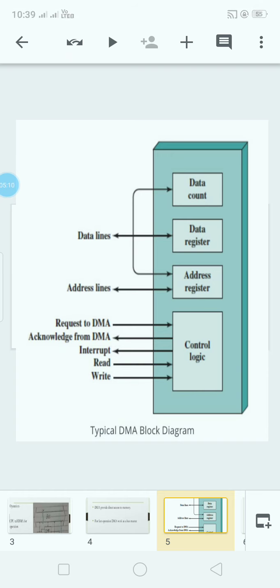After the information is sent, the processor continues with other work. The DMA module then transfers the entire block of data directly to or from memory without going through the processor. When the transfer is complete, the DMA module sends an interrupt signal to the processor to inform that it has finished using the system bus.